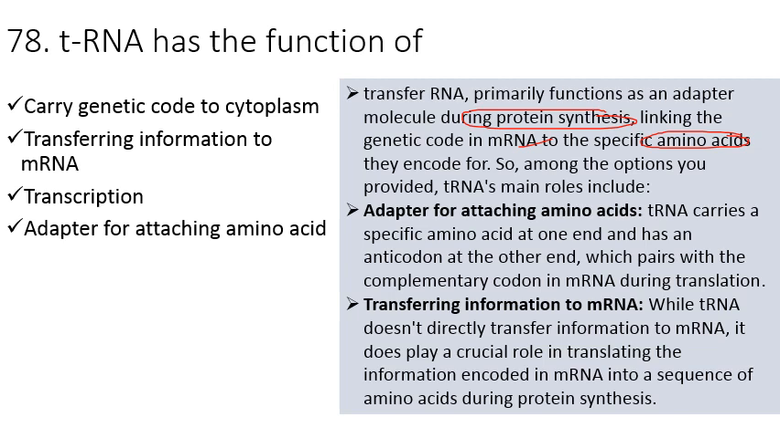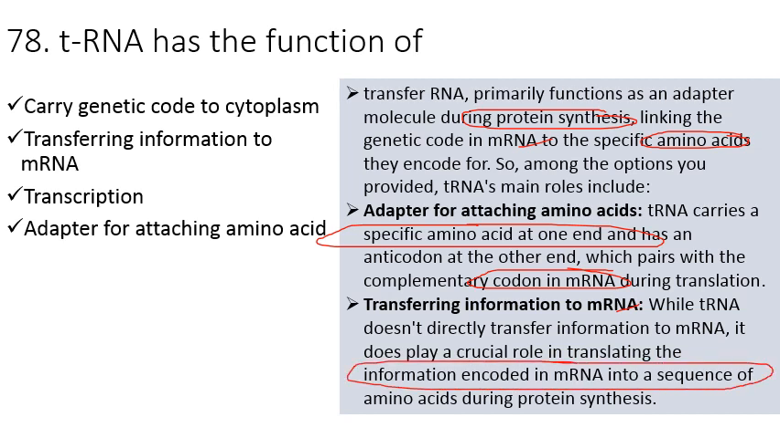So the main roles of tRNA include acting as an adapter for attaching amino acids. tRNA carries a specific amino acid at one end and has an anticodon on the other end, which pairs with complementary codons of mRNA during translation. While tRNA does not directly transfer information to mRNA, it plays a crucial role in translating information encoded by mRNA into a sequence of amino acids during protein synthesis. So this is the important function, that it acts as an adapter molecule. This is the role of tRNA.